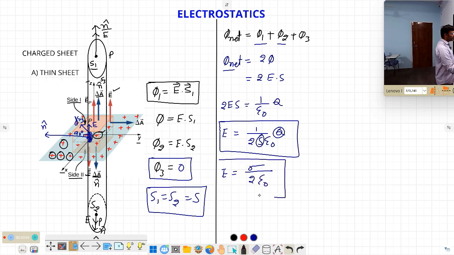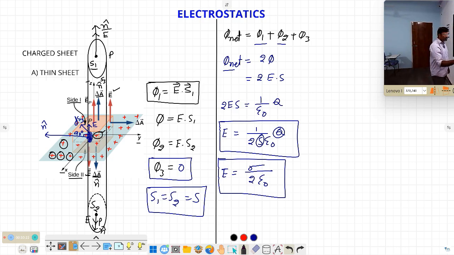So whenever you take a thin sheet, the electric field due to the thin sheet at any point of distance is sigma by 2 epsilon naught. In this case, we are not finding any distance of the chosen point from the charged plate. I did not take any distance.